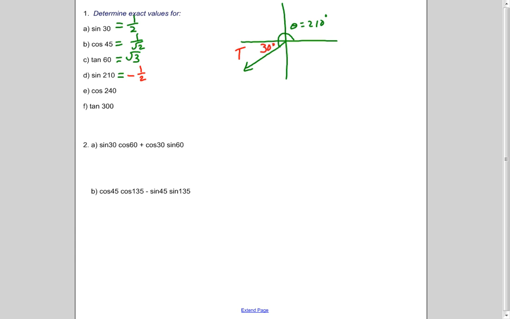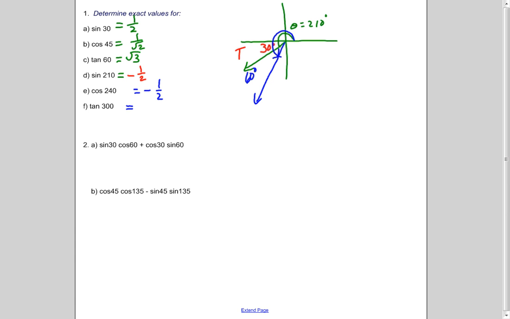Cos of 240, I would draw it. 240 is 180 plus 60 degrees. So the angle is 60 degrees, the angle that it's related to. I know that cos of 60 degrees is a half. And in that quadrant, cos is negative. So the cos of 240 is negative a half.